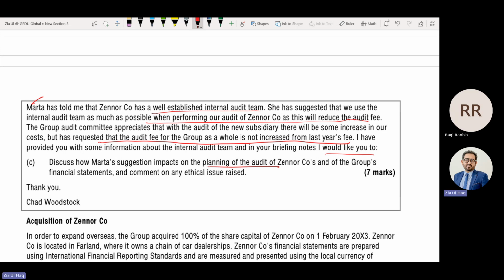Is that independence as well? And of the group's financial statement and comment on any ethical issues. These two ethical issues we have discussed. Intimidation threat. And we will discuss in one paragraph whether we should rely or not, who should decide, and his independence as well. How many marks? 7 good marks. Are you with me?